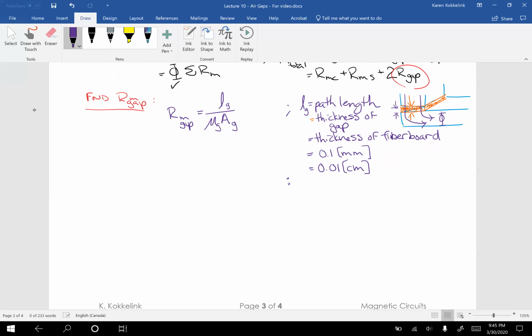We also need to compute the permeability of the gap. But we know that fiberboard acts the same as brass, same as plastic, and same as air. And so that would be 4 pi times 10 to the negative 7 henries per meter, because it has a permeability of free space by definition.